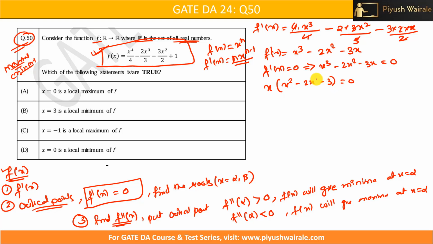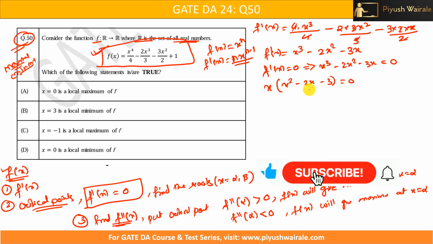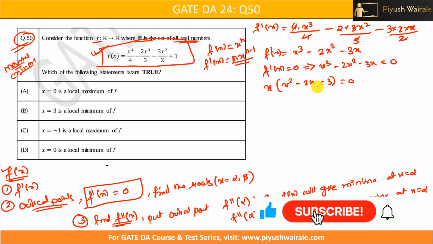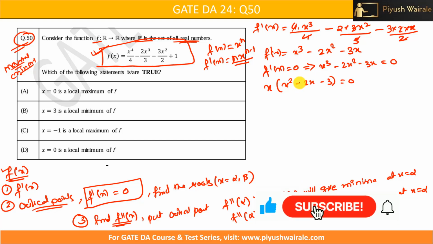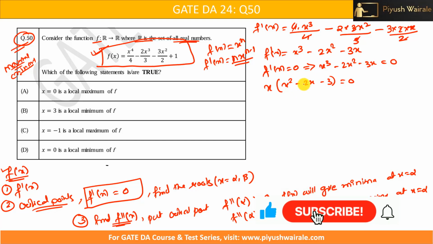I need to find out two numbers because here the degree is 2. I need to find two numbers in such a way that their product will be minus 3 and their summation will be minus 2. Do we have those numbers? Yes. When I say x equals to minus 3 and plus 1, their product is minus 3 and their summation is minus 2, right?